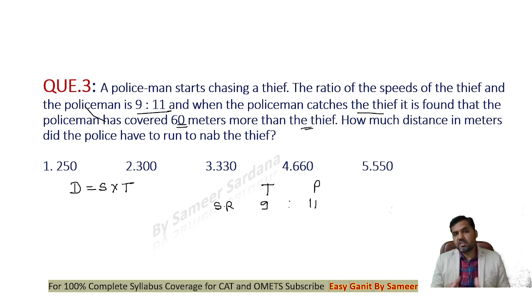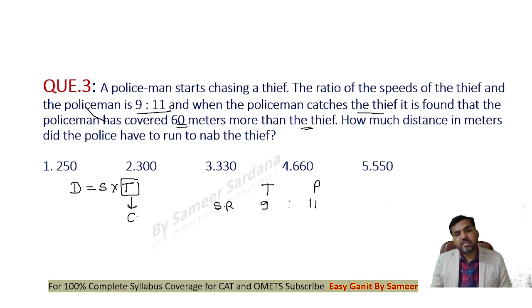It's not that the police and thief are traveling the same distance, because if the police has to catch the thief, the distance traveled by the police has to be more than the thief. There has to be a certain distance between thief and police. Only then will the police be trying to catch the thief, right? The time of traveling for thief and police is the same.